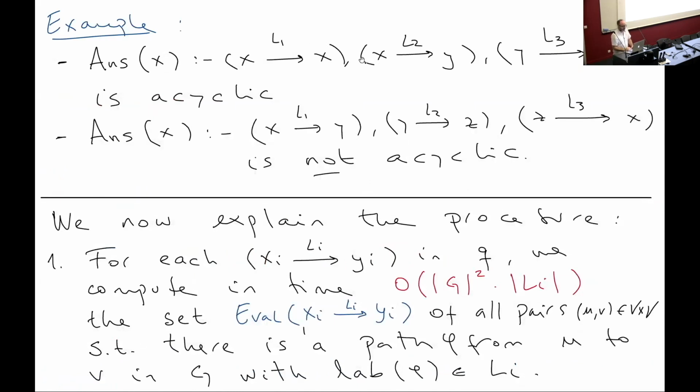So for instance, this query here is acyclic. It has a loop, but we don't consider it. It has two parallel edges from x to y, but we don't consider them. Then the undirected graph is just a single edge. This is an acyclic C2RPQ for us. But this one has a real cycle. It goes from x to y, then from y to z, and then from z back to x. It has a triangle, a directed triangle. It doesn't matter whether it's directed or not. So it's not acyclic.